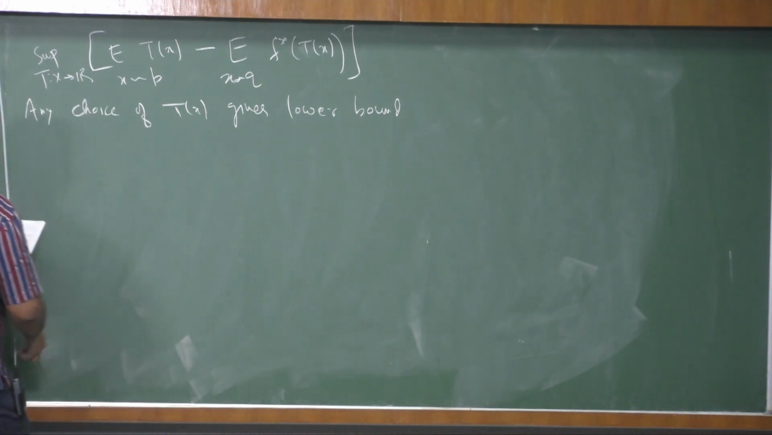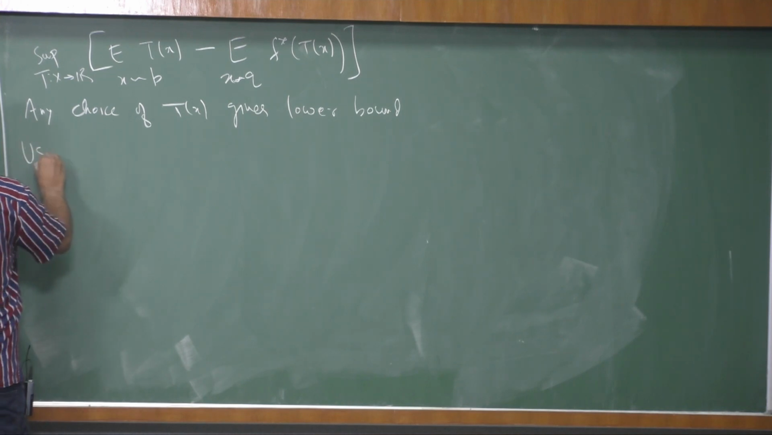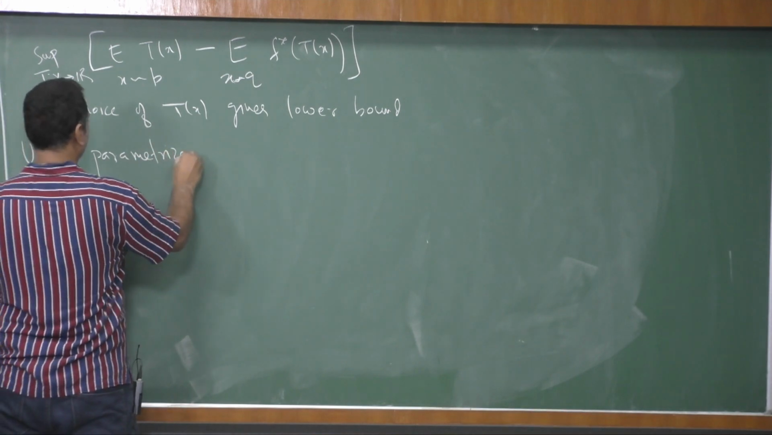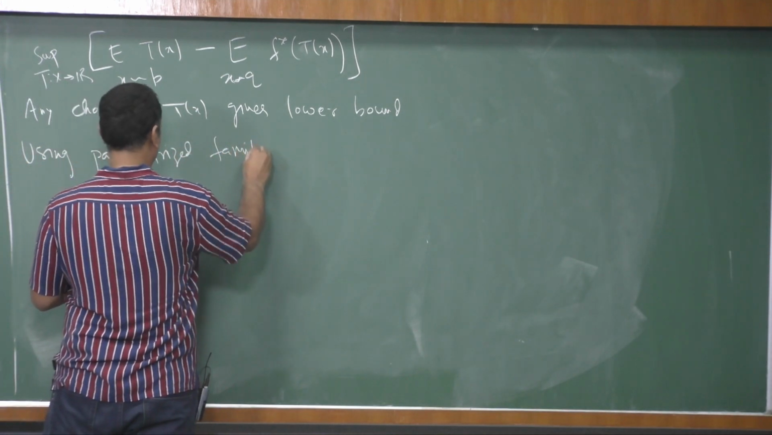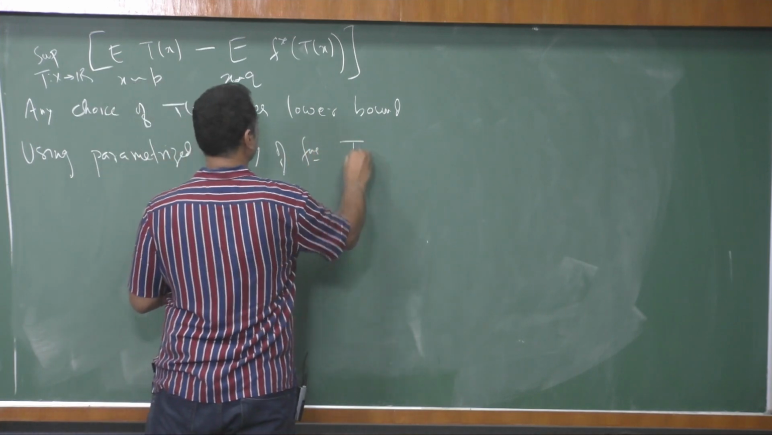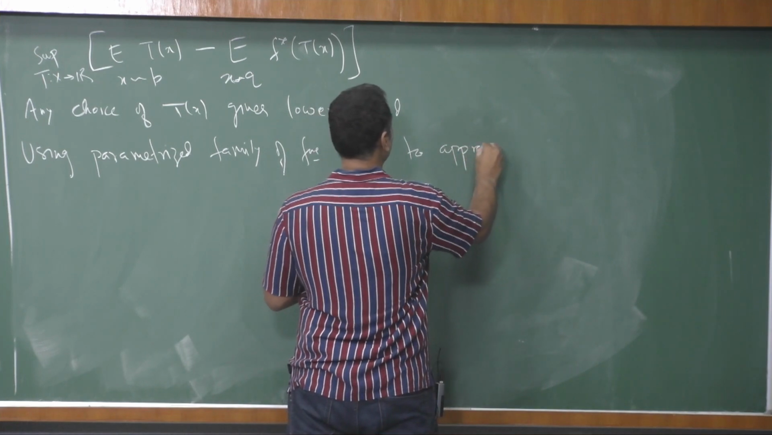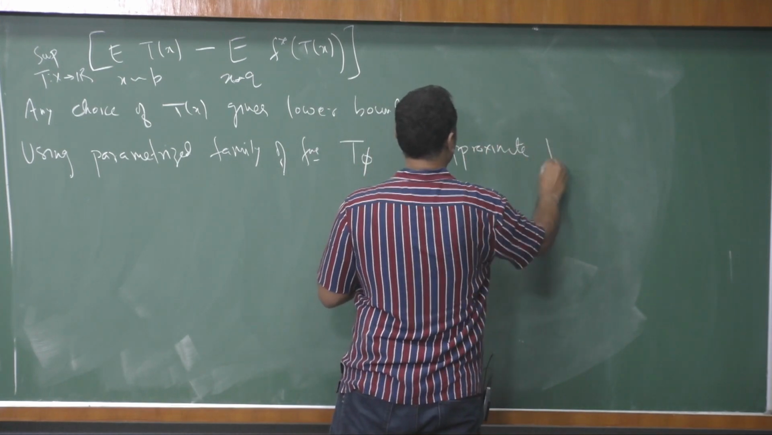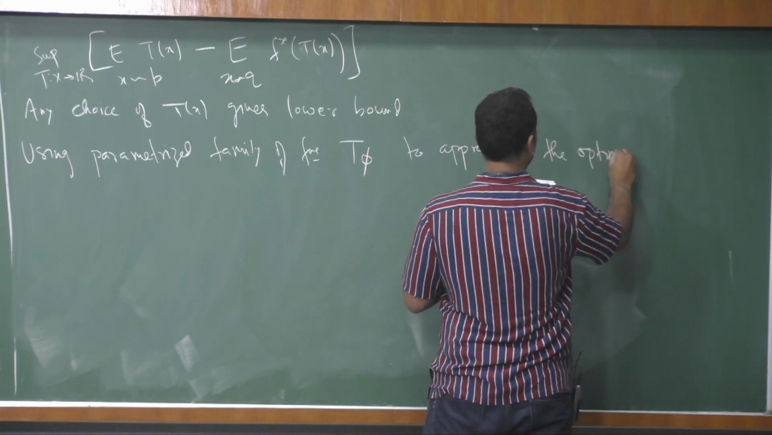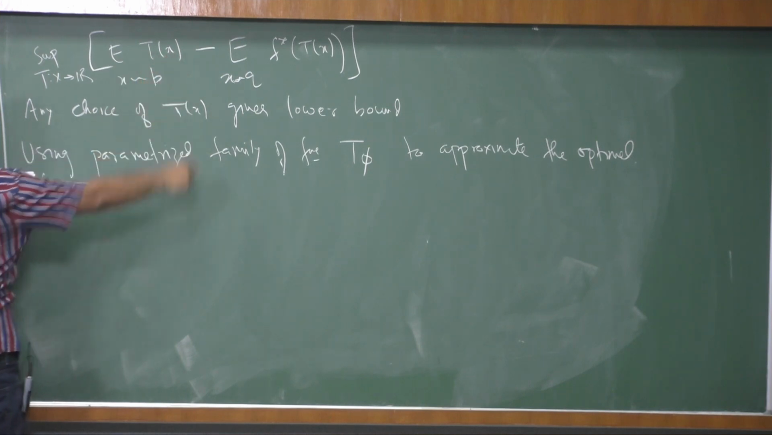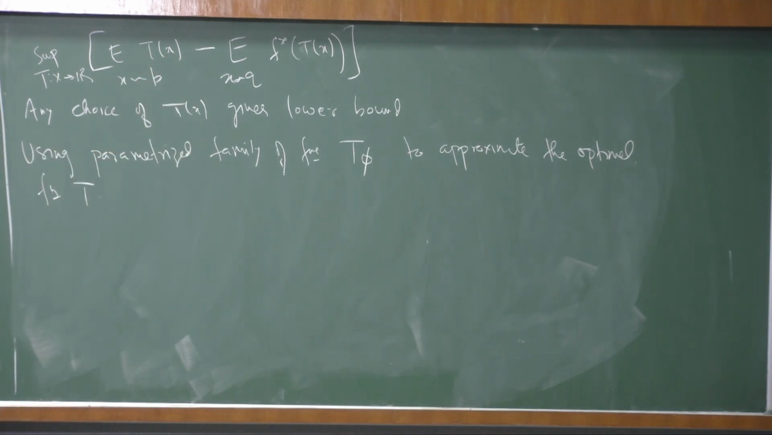Now, using a parametrized family of functions t phi to approximate the optimal function t. We are obviously looking for the optimal t, and then we can use some function approximator, right? Like let us say t phi, it could be some neural network.